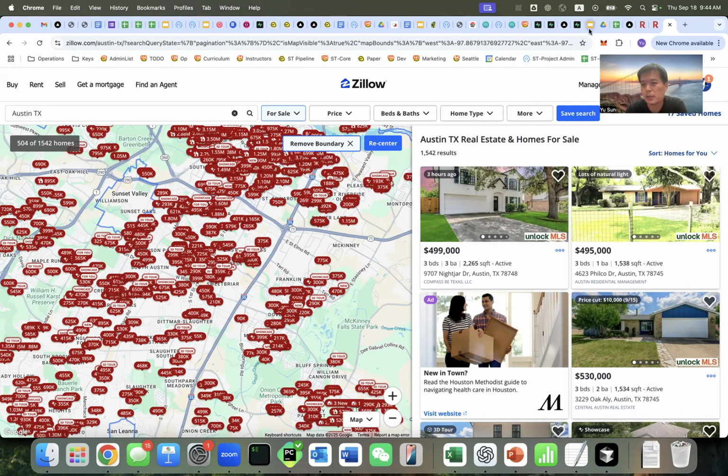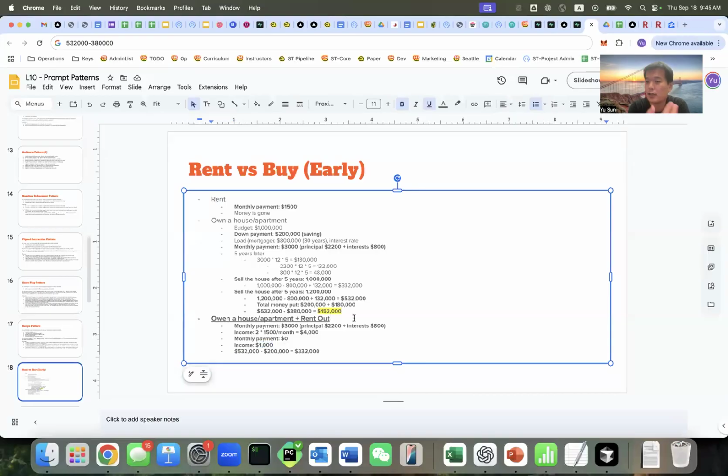The next part about that income is that this is something we call passive income. You don't have to work, right? If one day you become disabled, you can't work, you don't have income, but the house is always there. It always makes money for you. So that's called passive income.